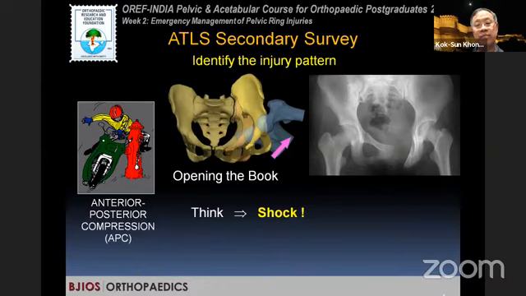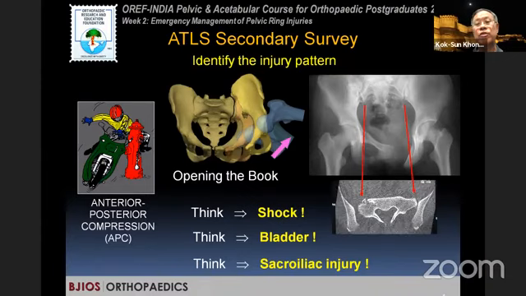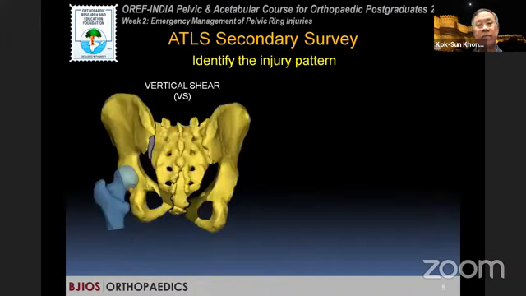So think of shock. And you think of the bladder, because the bladder is closely adherent to the symphysis, and therefore you may have urethral and bladder injuries. And when the open book is wide enough, you may actually see sacroiliac injuries. So when you do a CT scan, it's not unusual not to see it on the X-ray, as we mentioned in last week's talk, but the CT scan is always required to identify hidden breaks in the ring.